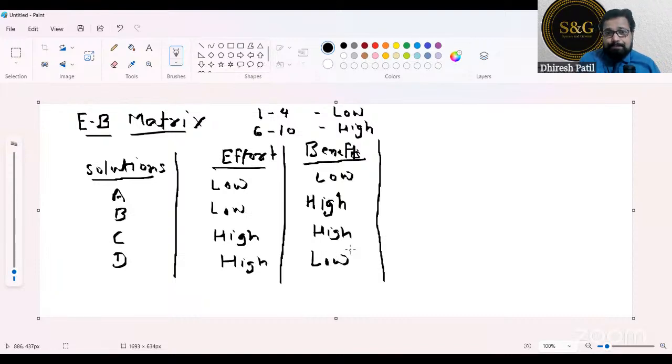Clear, everybody? Now, effort, as I mentioned to you, effort meaning the cost, the time required, the resource required. By considering all these factors, you have to give a number. If it is 1 to 4, it is low. If it is 6 to 10, it is high. And benefit meaning what benefit you will get in the project if you implement this solution, on the scale of 1 to 10. If it is 1 to 4, it is low benefit. If it is 6 to 10, it is high benefit, high impact. Are you clear?